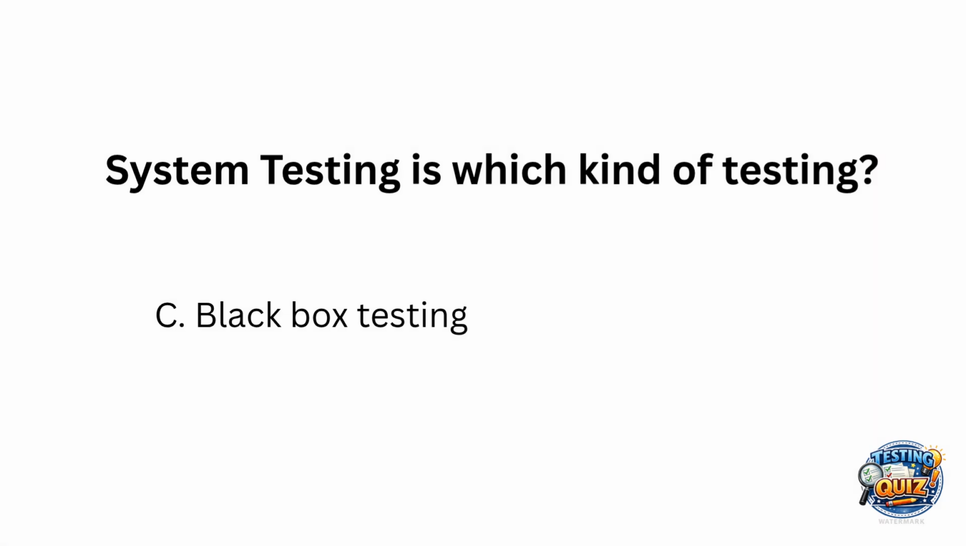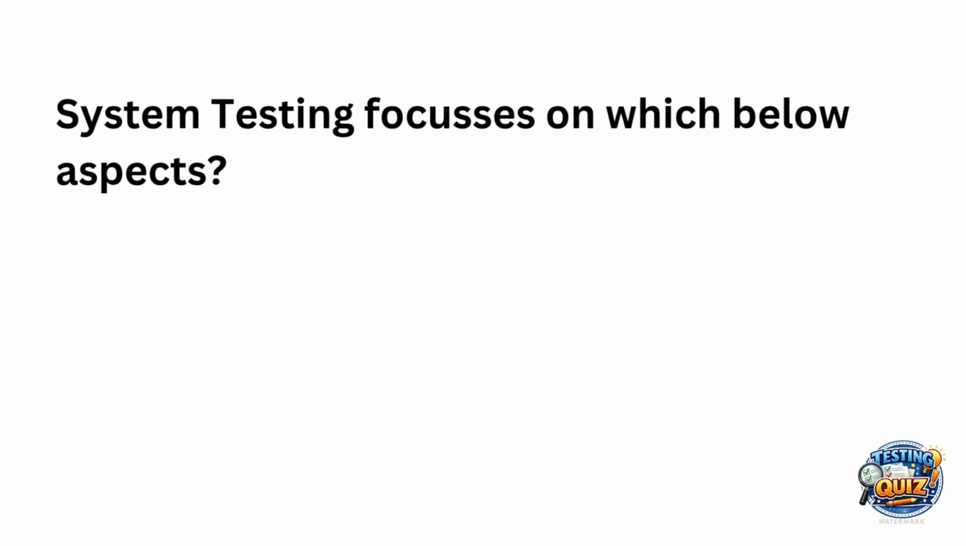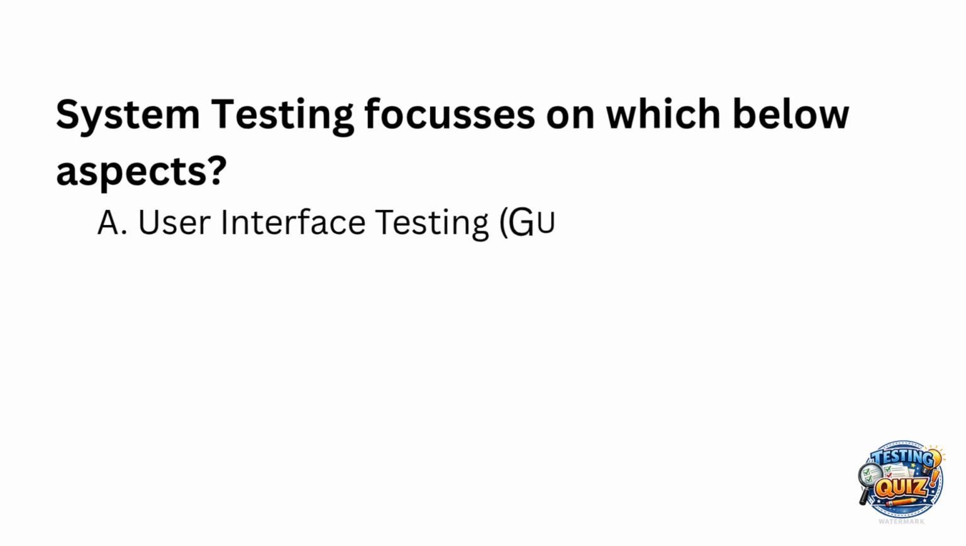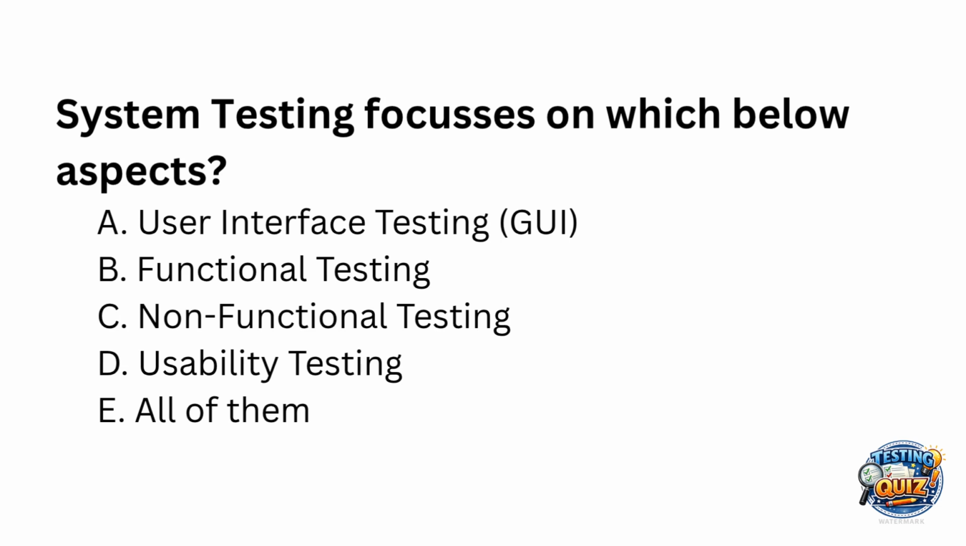The correct answer is C. Black box testing. System testing focuses on which of the below aspects? A. User interface testing, GUI. B. Functional testing. C. Non-functional testing. D. Usability testing. E. All of them.